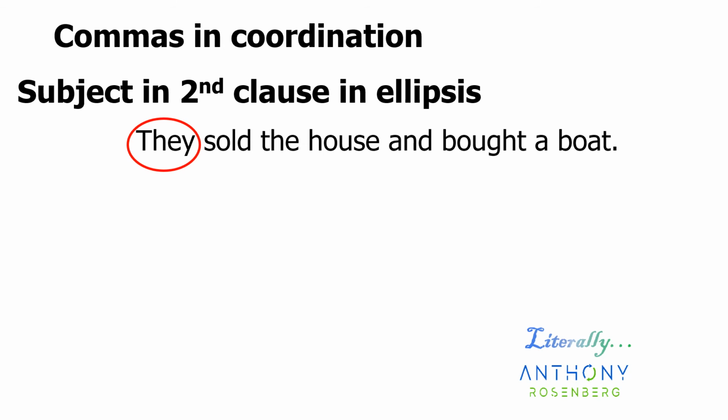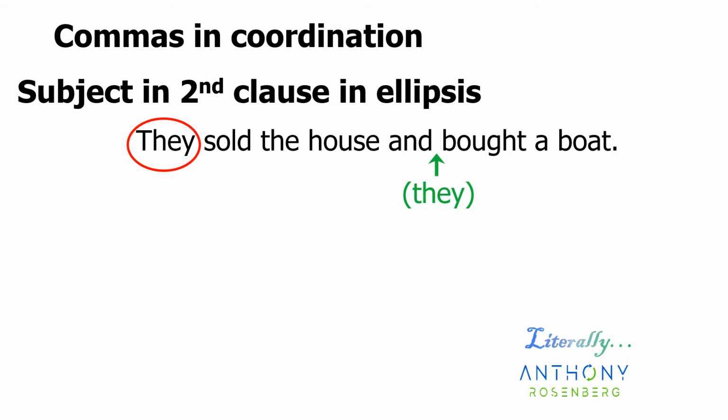But as you can see here, "they" is in ellipsis, because we don't need to repeat it. We know that they sold the house, and by the general context of the sentence, it was the same people that bought a boat. So we have this "they" in ellipsis. In this particular case, we would remove the comma.